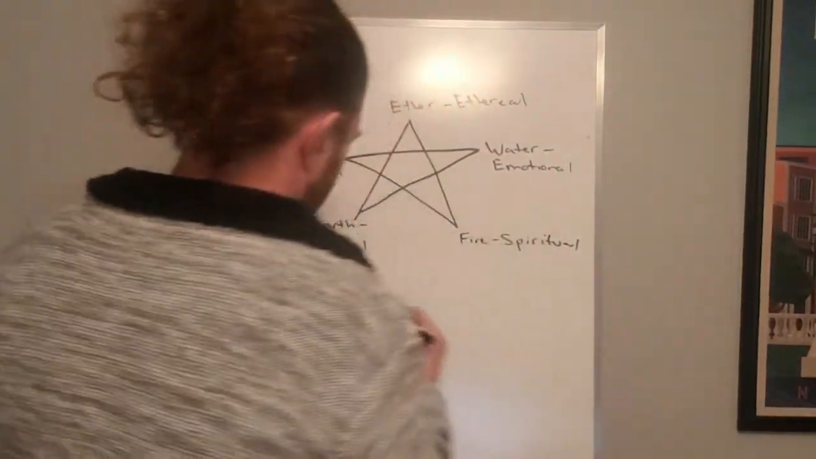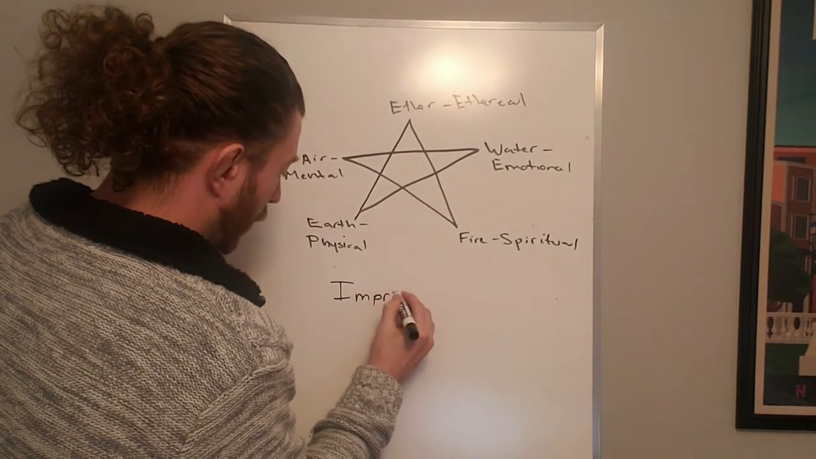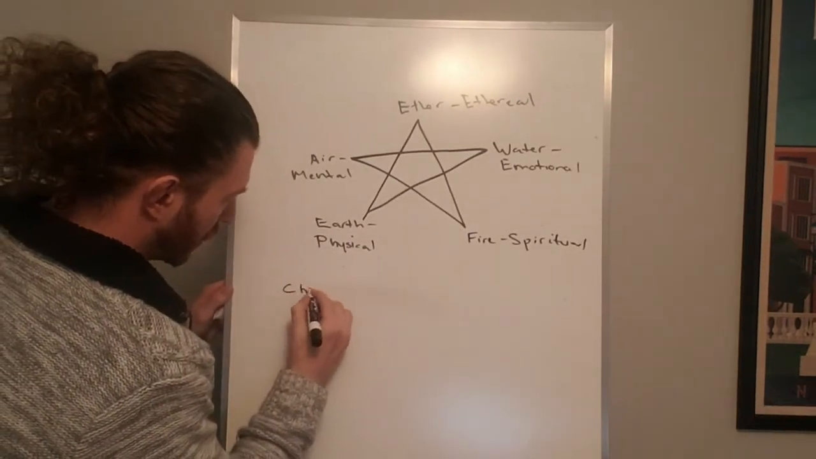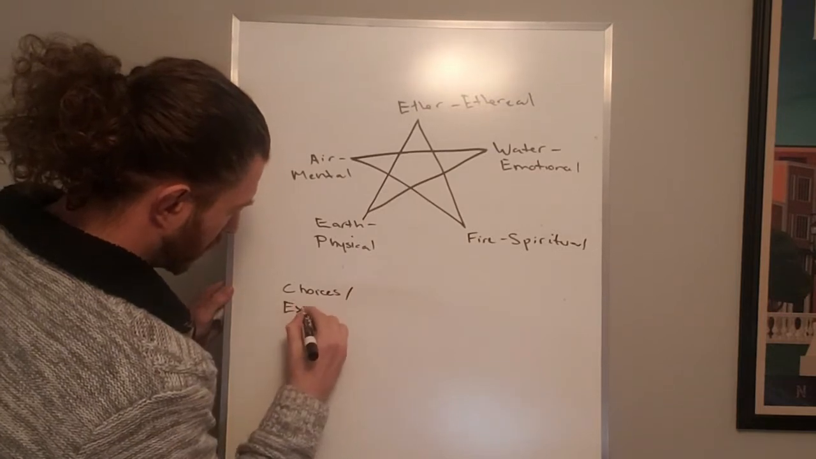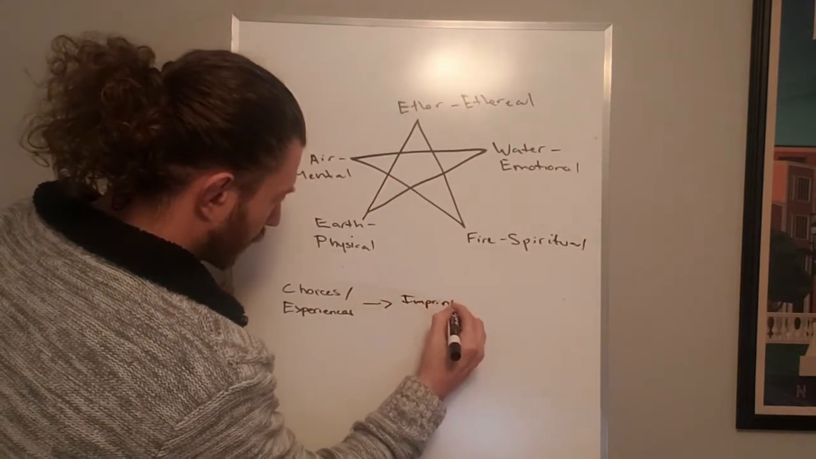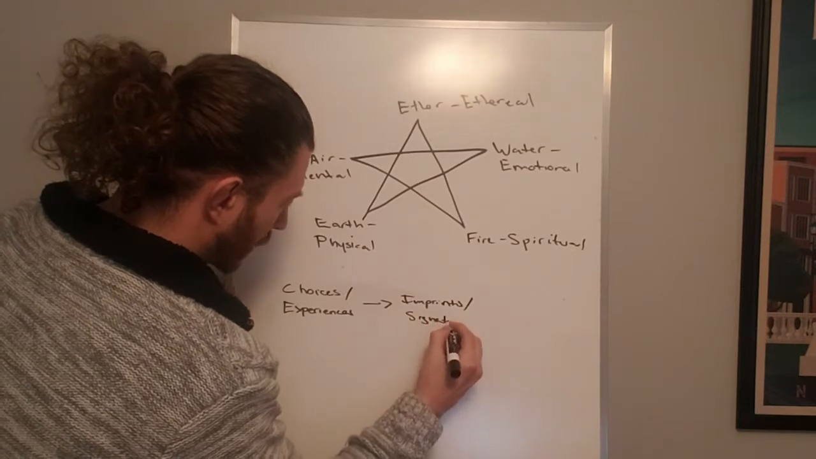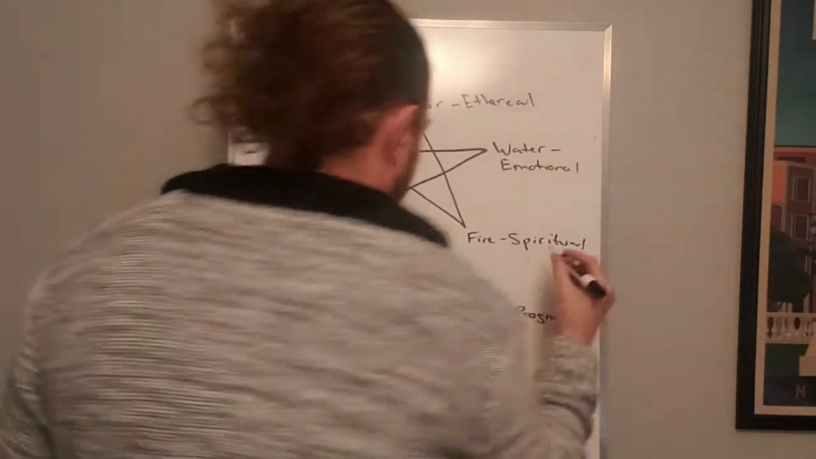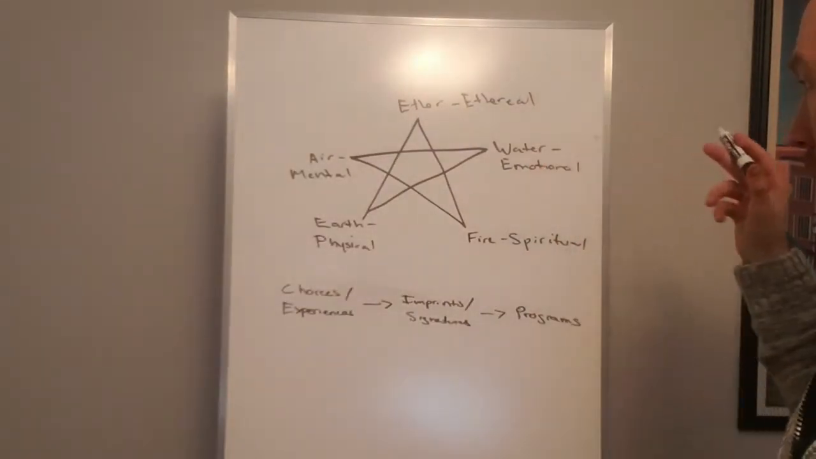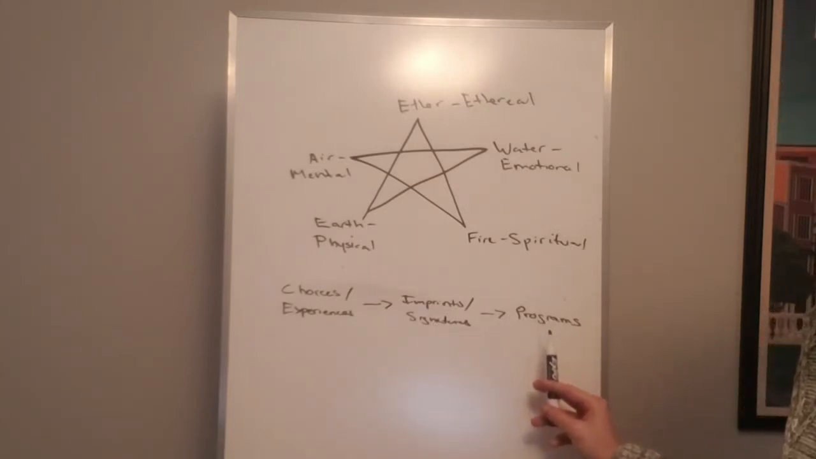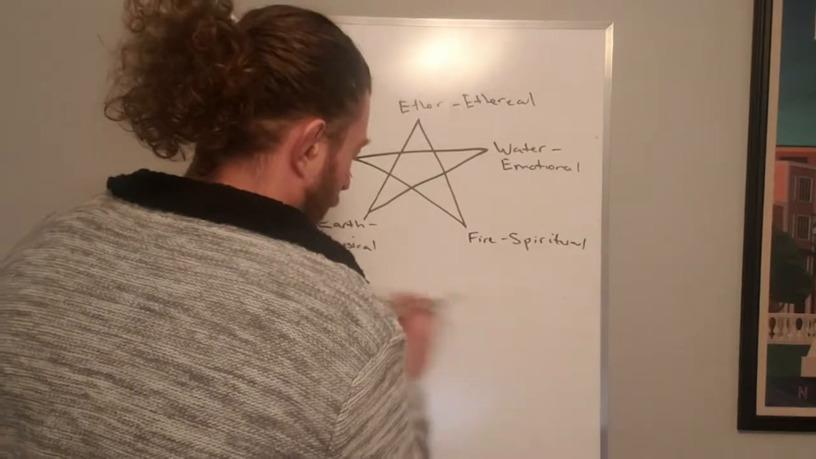And every imprint, which comes from our choices and our experiences, let me make this into a simple diagram. So choices and experiences lead to imprints or signatures which act like programs in each of our energy bodies or each of our elements. In our spiritual body, mental body, emotional body, physical body, and our ethereal body. So our choices or experiences create imprints or signatures that act like programs in each of our bodies, in each of our operating systems.